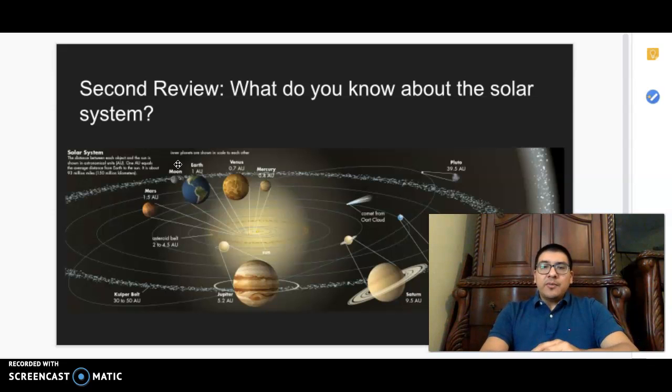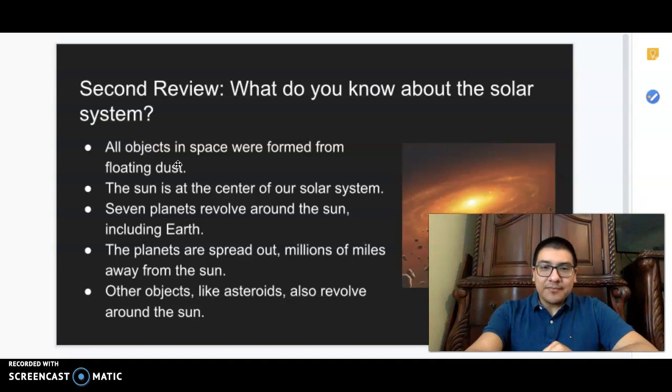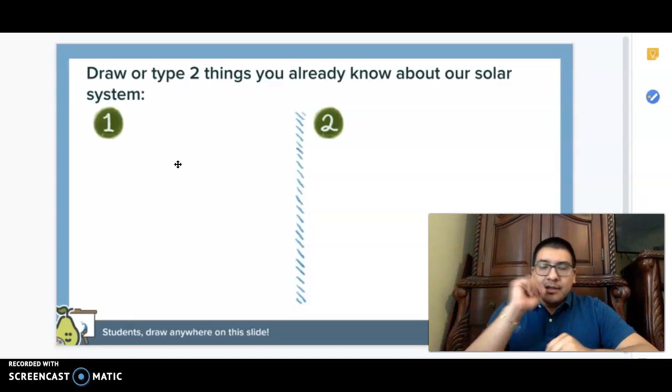So, what do you know about the solar system? This is something we've been talking about more recently. We talked about last week how the planet sizes are relative to the sun, and the distance of the planets relative to the sun. So first off, draw or type two things you already know about our solar system. Then I'd have the students go ahead and answer. Give me one of your responses, one thing that you know about our solar system.